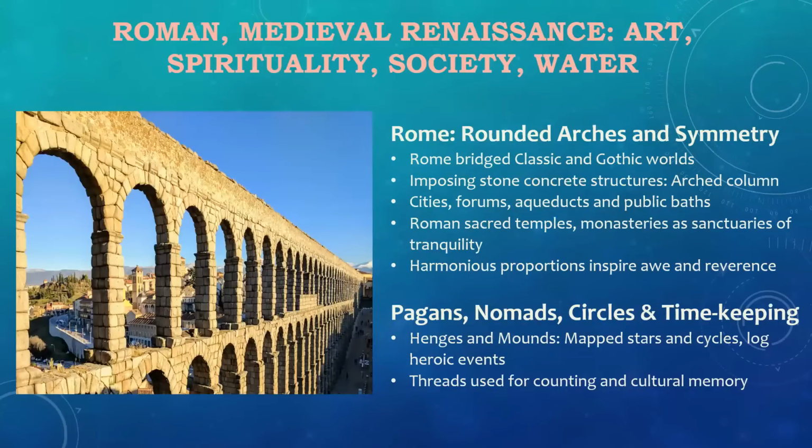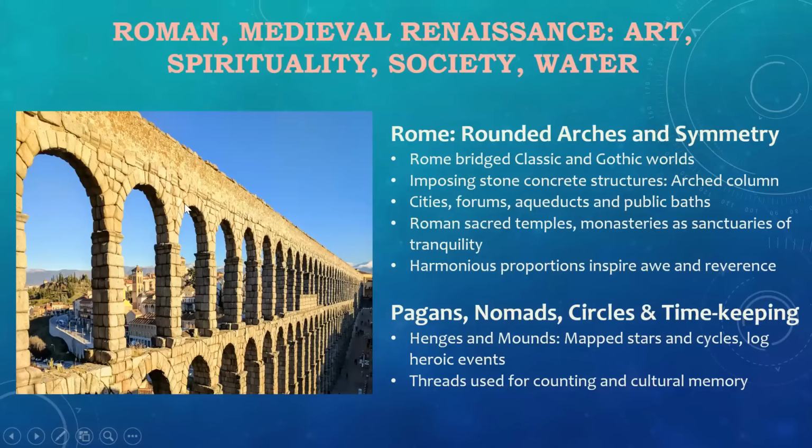From Rome, we have an evolution to using the arch as a system of water management with aqueducts and public baths. And of course, a continuation of temples and monastic spaces showing the harmony and proportion. From the pagan and nomadic cultures, we see circles, henges, and mounds showing stars and cycles, logging heroic events.